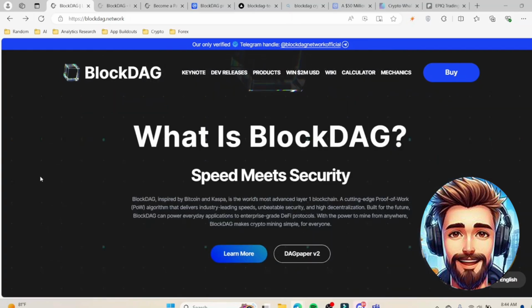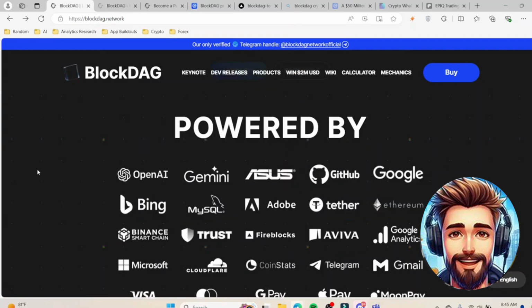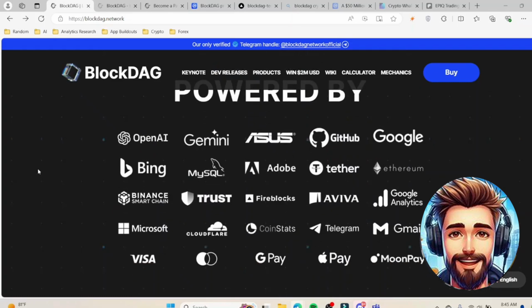And this is kind of what I was explaining before, where speed meets security. It's inspired by Bitcoin and Kaspa, so they claim to be the world's most advanced layer 1 blockchain. You've got a heavy hitter list on the powered by, including Adobe, Gemini, Asus, Google, Gmail, Apple Pay, and so forth. Always good to see.